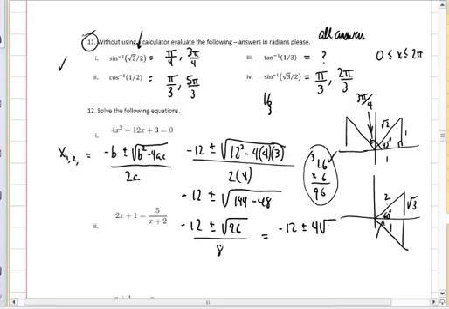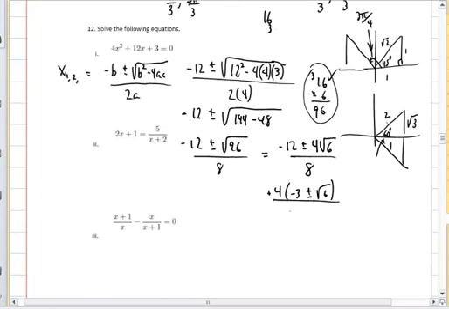I'll have root 6 left behind. That's all over 8. And now I'm going to just factor a 4 out, and I'll have 4 times negative 3 plus or minus root 6 all over 8, and then this will simplify to negative 3 plus or minus root 6 all over 2. So that will be my two answers.